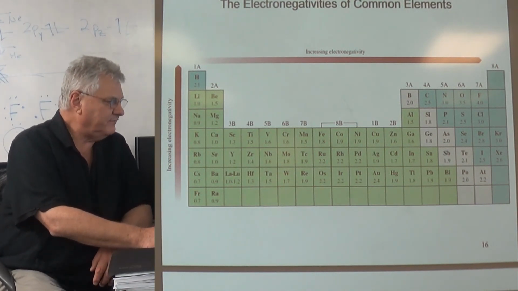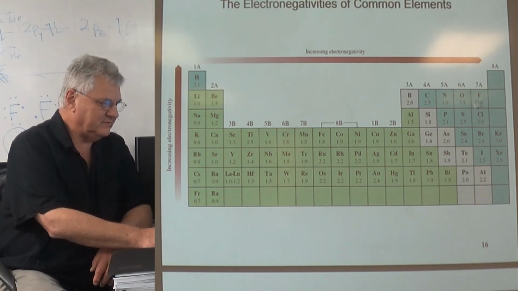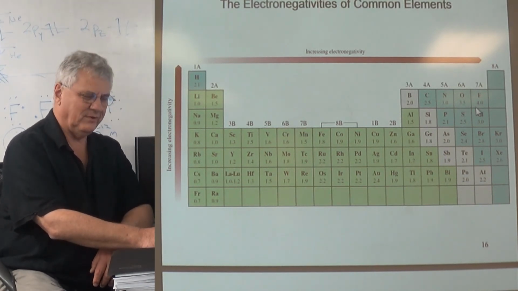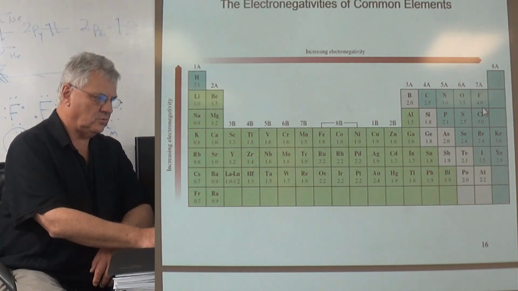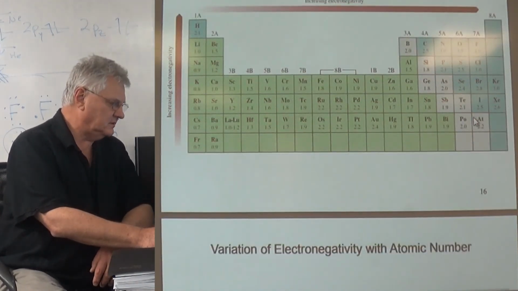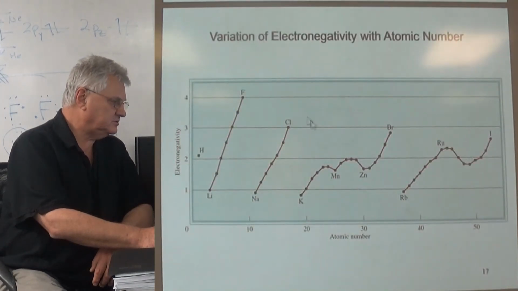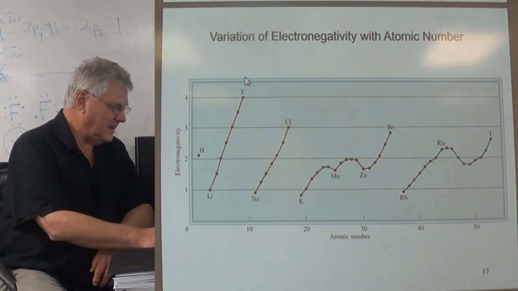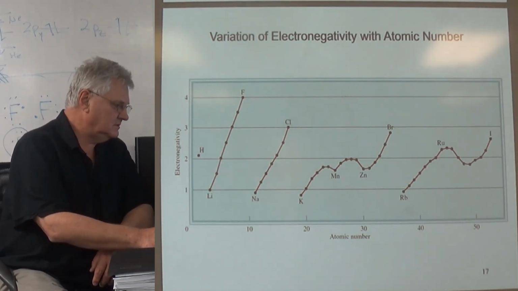On the other hand, if you have an oxygen bonded to a fluorine, their difference in electronegativity is only 0.5. And so you're going to get a covalent bond, and they're sharing electrons. And here it shows you the variation of electronegativity with atomic number, and the halogens have the most affinity for electrons, the alkali metals the least.